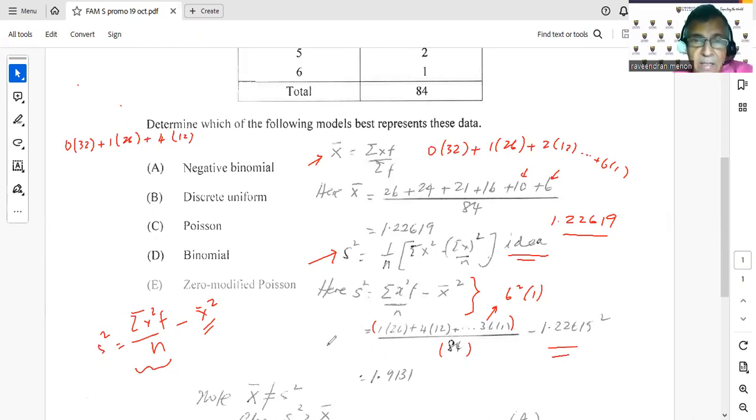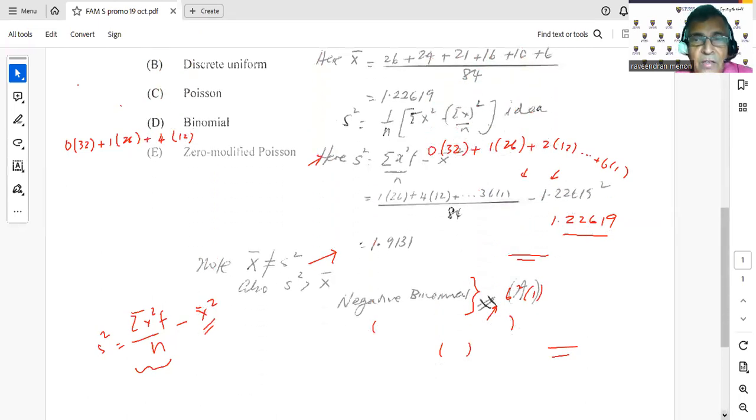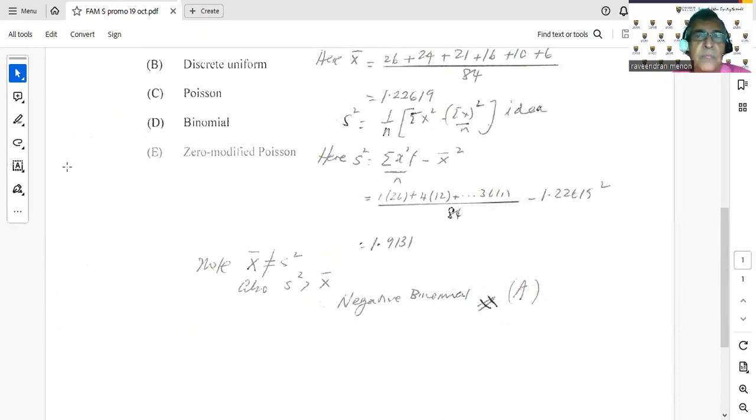and you'll get 1.9131. Okay, let me move the screen up. You'll get your variance as 1.9131. You will see that here. Okay, great. So now we can clear this. Good.